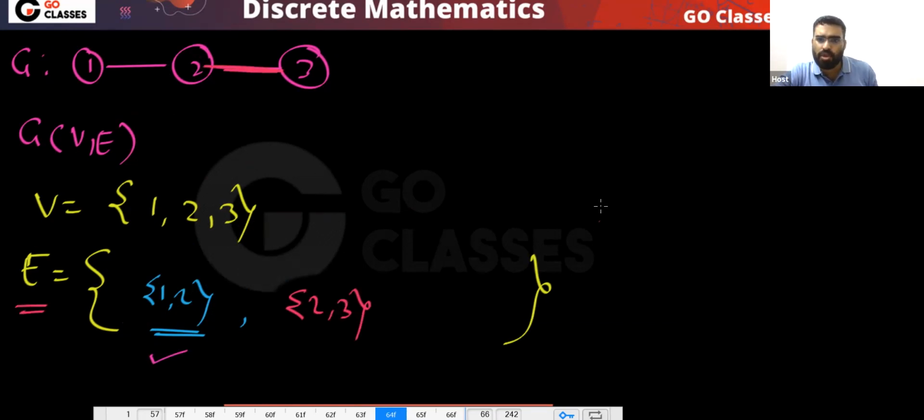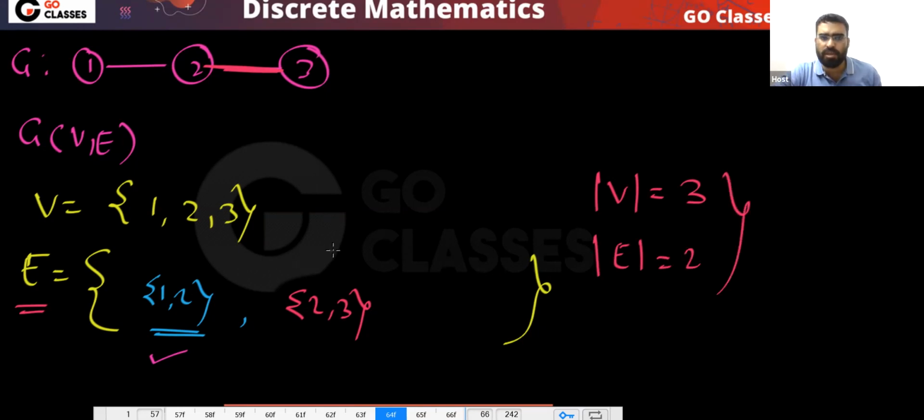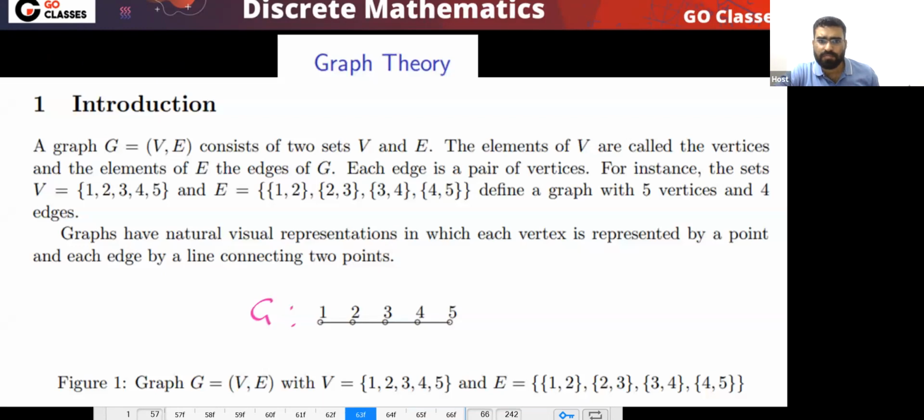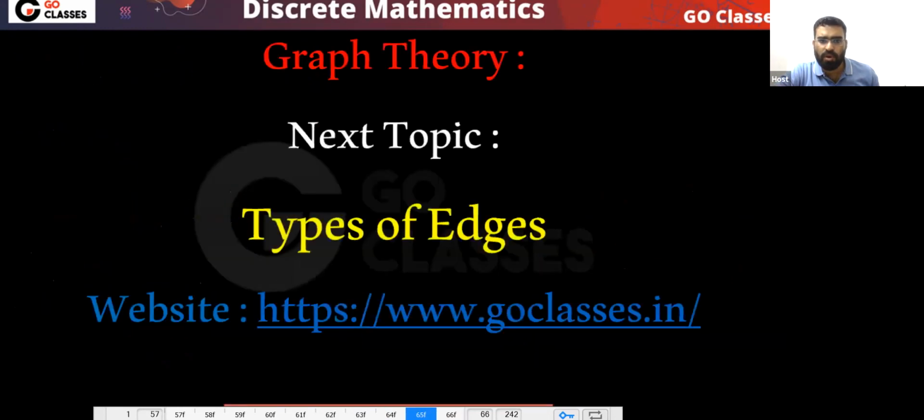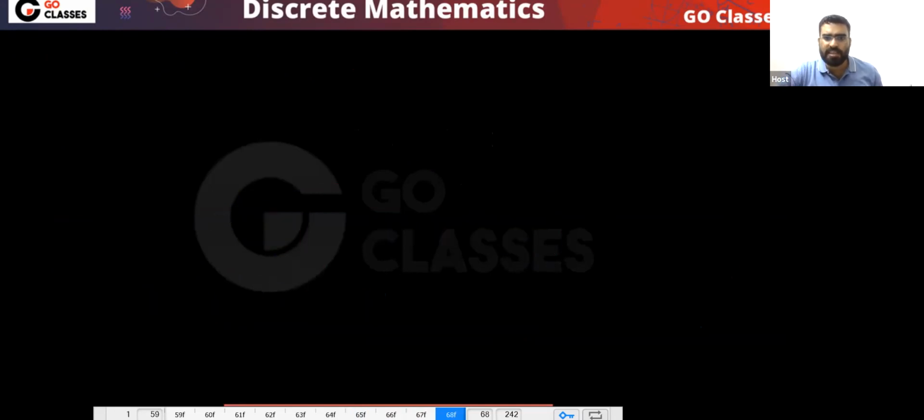So total how many vertices? 3 vertices. Total how many edges? 2 edges. You have a total of 3 vertices and 2 edges. Okay, very simple. So this is the definition of a graph. Now let's move on. Now we will see the types of edges. What are the types of edges in a graph? There are many different types of edges in a graph.